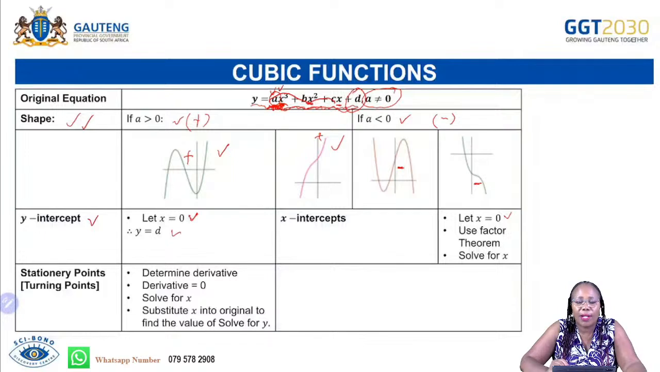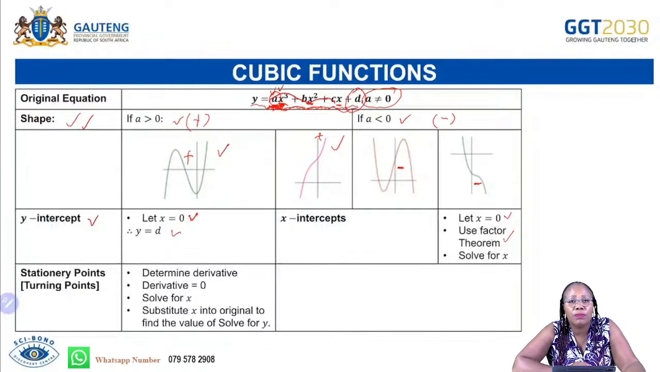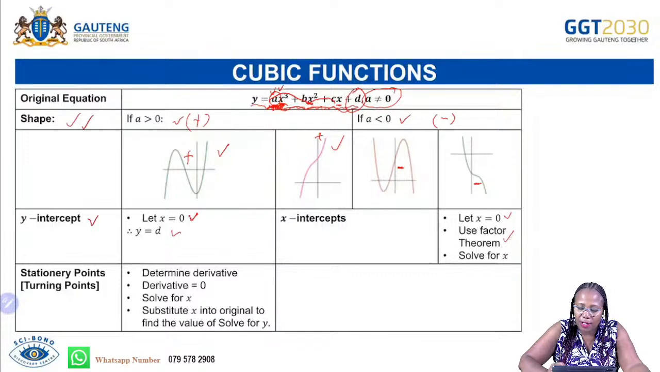With this one, we are going to use the factor theorem to find the factors of this cubic function and to solve for x. We are depending on the factor theorem. Remember, you did the remainder theorem and the factor theorem, but for this function, we are focusing only on the factor theorem. After using the factor theorem to identify one factor and then factorizing the trinomial formed after that, you can now solve for x. That is the procedure to find your x-intercept.